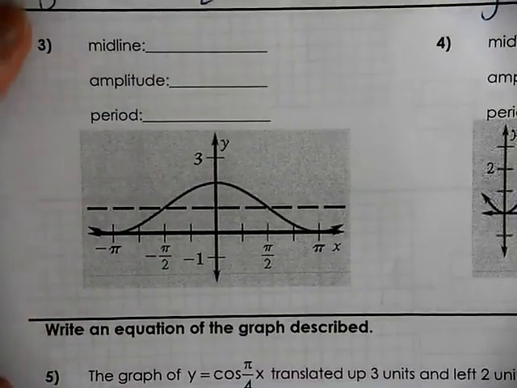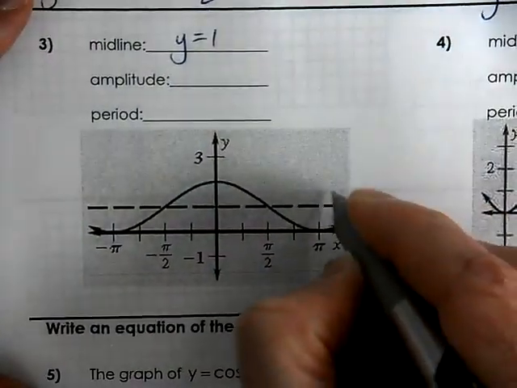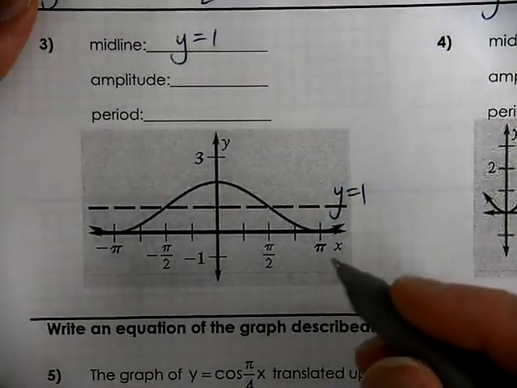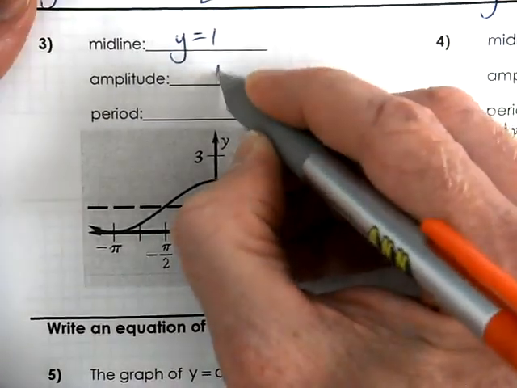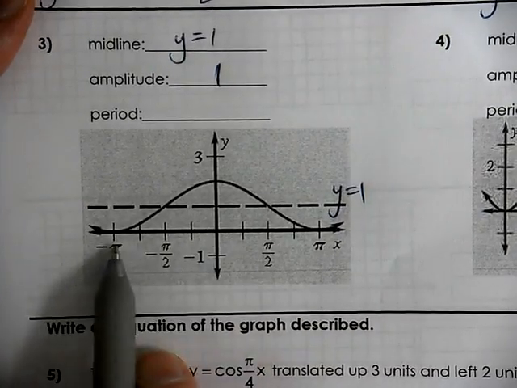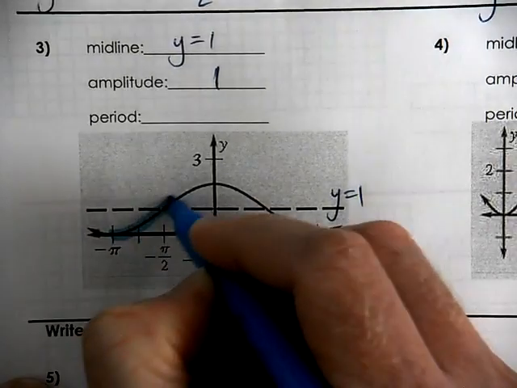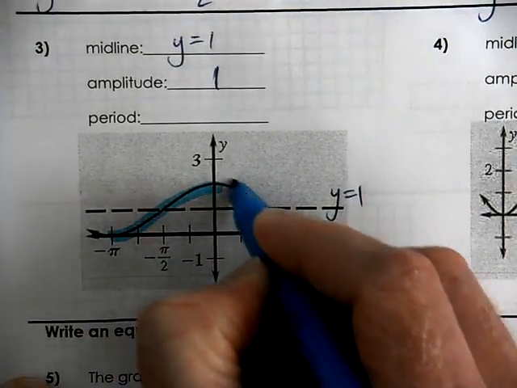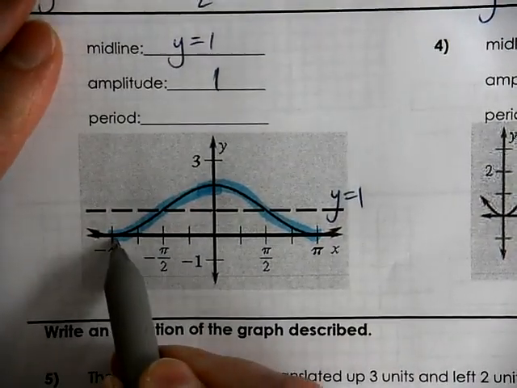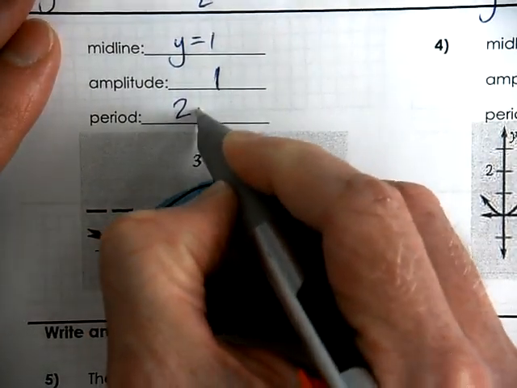Let's try this one. We see a midline at 1. We have an amplitude of 1. We have a period. If I'm looking at my graph, right there, so we're going from negative pi to positive pi. That's a total of 2 pi.